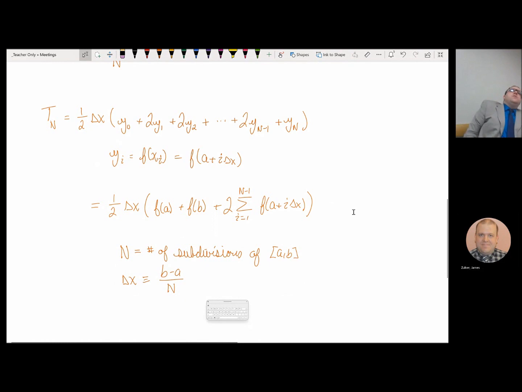Again, n is the number of subintervals. Delta x is b minus a over n.